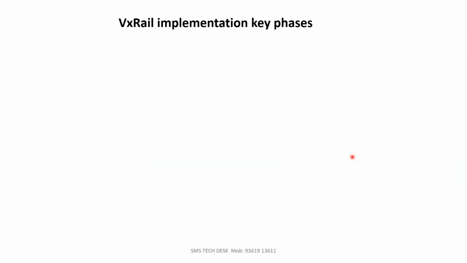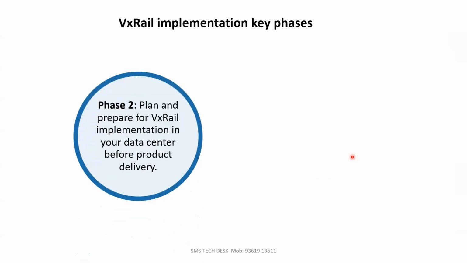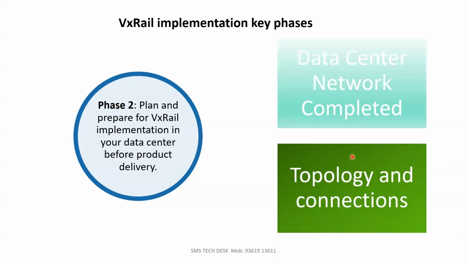Okay, so now we are going to move to the next key phase: plan and prepare the VxRail implementation in your data center before product delivery. We completed phase 2 now, because we discussed a lot of things, right? We discussed the data center network, which is completed. Now we move to topology and connections.